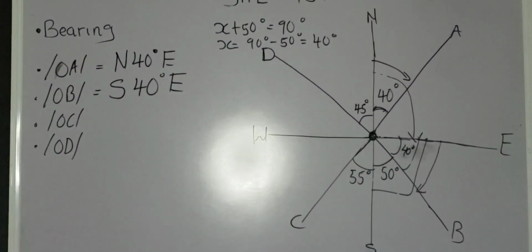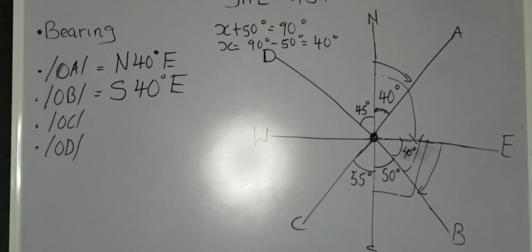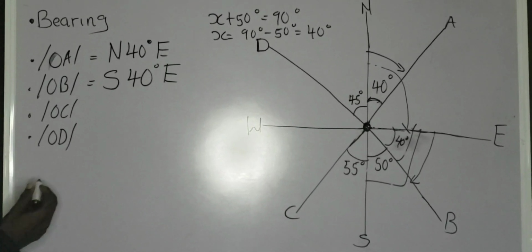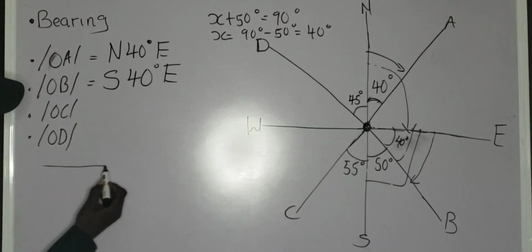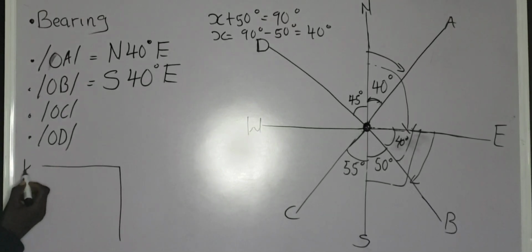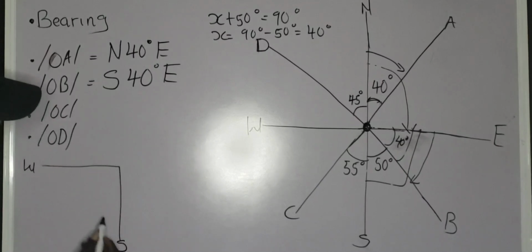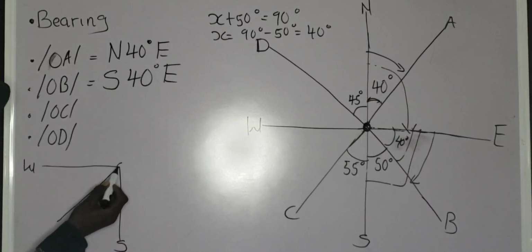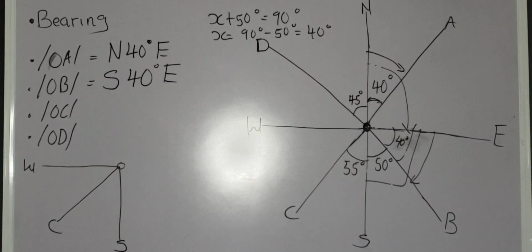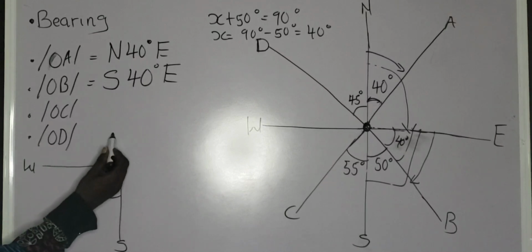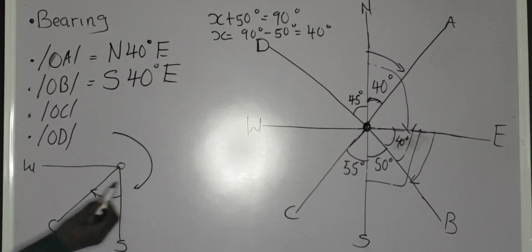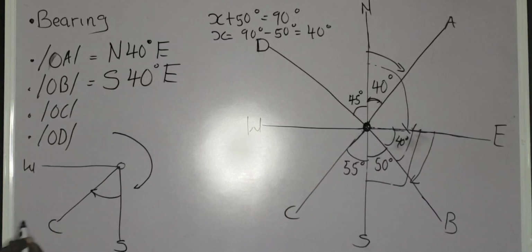Now let us take the bearing of line OC. Maybe in order to help you understand this, let me draft out the side which line OC falls to. This is the west and this is the south, okay? And we have the angle OC. This is O and this is C. Don't forget that bearing is measured in the clockwise direction. So this angle here is the angle that we are talking about. This angle here is the angle which OC makes with the meridian. Please, do you understand? Thank you.